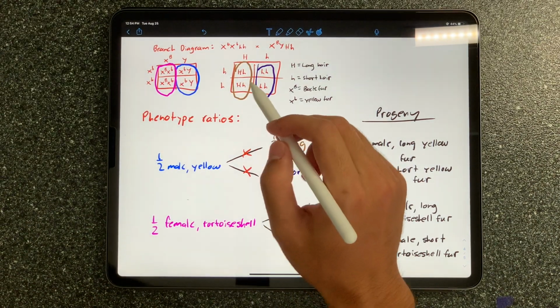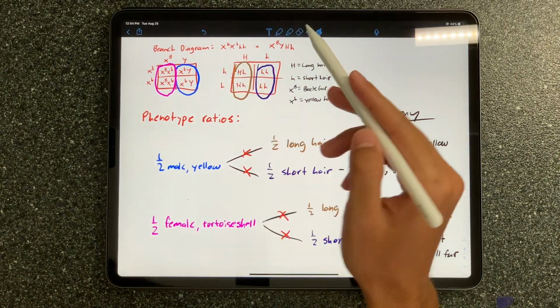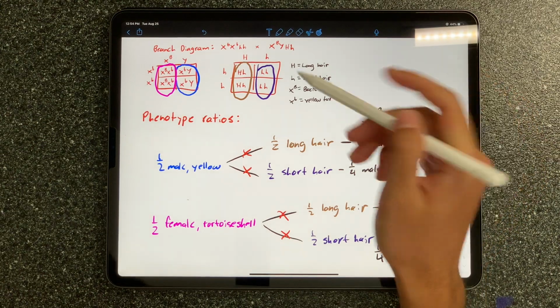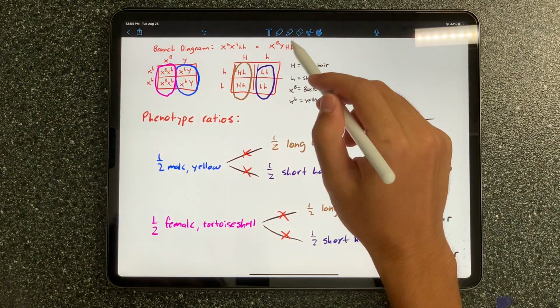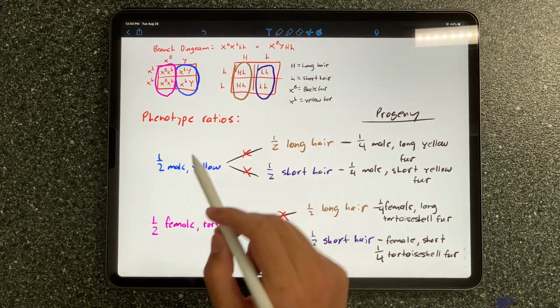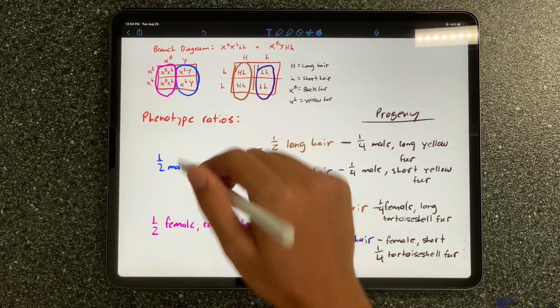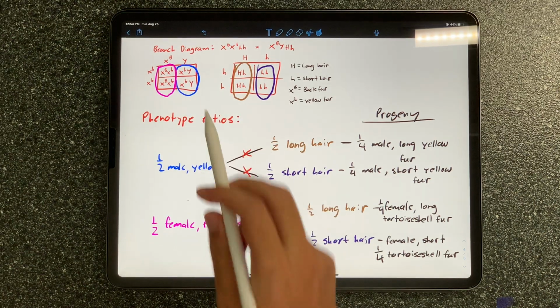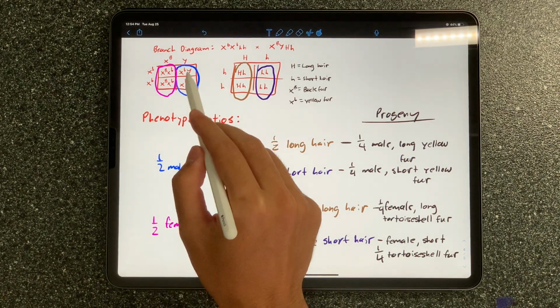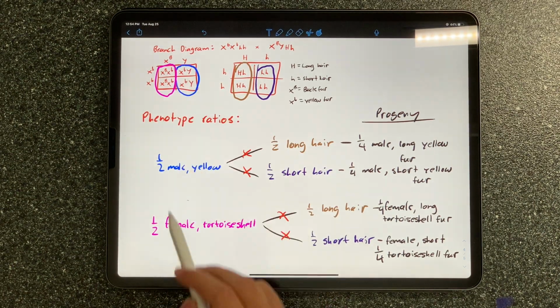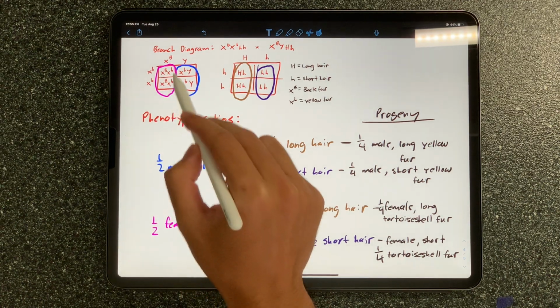Here we have a branch diagram of a cross between a yellow short-haired female and a long black-haired male that's heterozygous for the long hair. And I drew Punnett squares to demonstrate the phenotypic ratios, which we use in our branch diagram. So over here, we start with the male and the fur color. So we have 1/2 male that's all yellow, and then over here we have 1/2 female that's all tortoiseshell color.